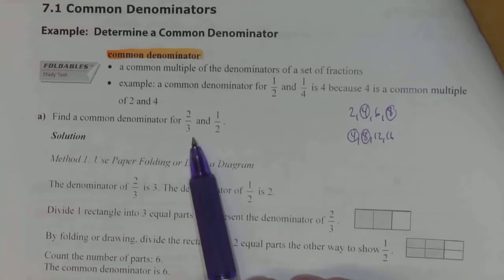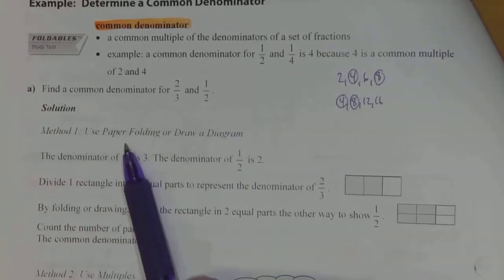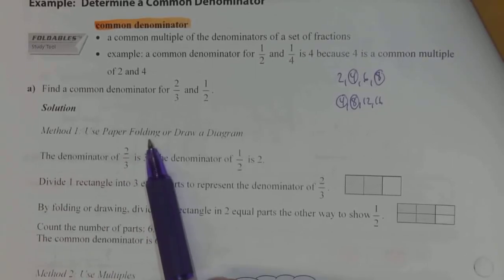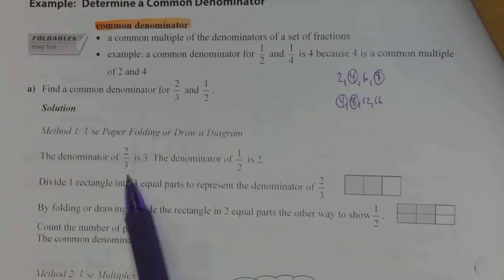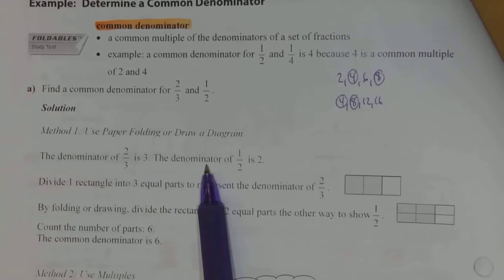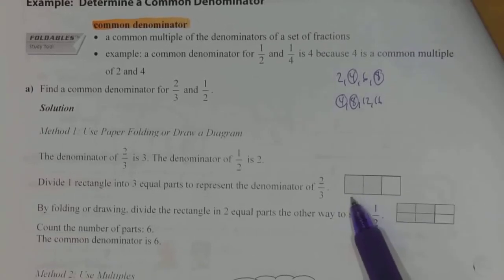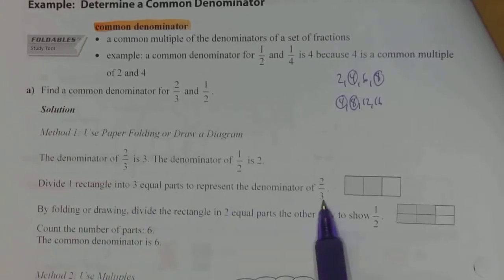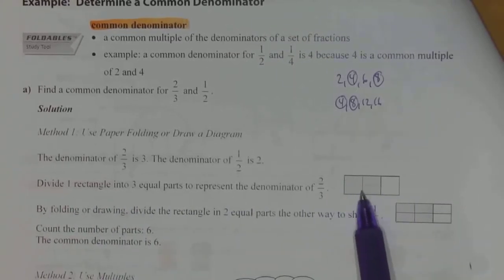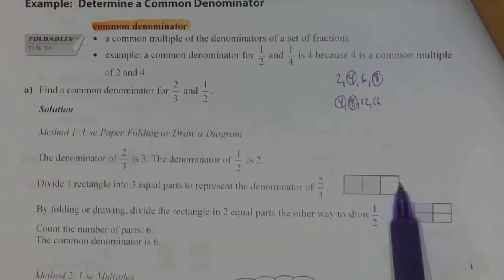So find a common denominator for 2/3 and 1/2. We've got a couple of approaches that we can use to do this. The first method is using paper folding, or for simplicity's sake, we can just draw a diagram of the paper folding. So the denominator of 2/3 is the number 3. The denominator of 1/2 is 2. So we can take a rectangle, or if you're doing paper folding, it would be a piece of paper, and you fold it so that you've got 3 equal parts. So we would fold it, and we've got 3 sections that are as close to equal as we can while we're folding. Now, that's changing it lengthwise.